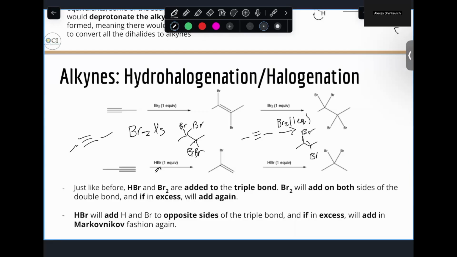And then the same thing happens with HBr. You can also do this with HBr and peroxides. So like we see here with HBr, it puts it on the more substituted side. If we use peroxides, it puts it on the less substituted side. So for something like this, that's with one equivalent. If you did it again, it would end up with 2 bromines on the end, like that. That makes sense?